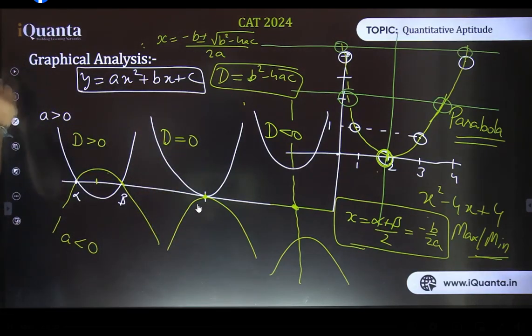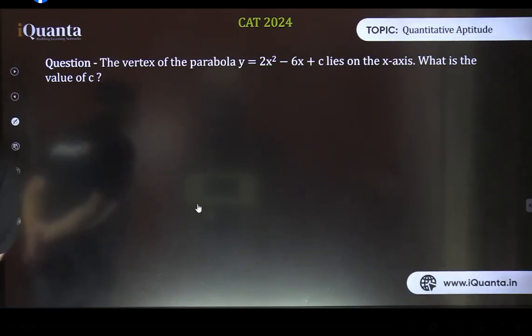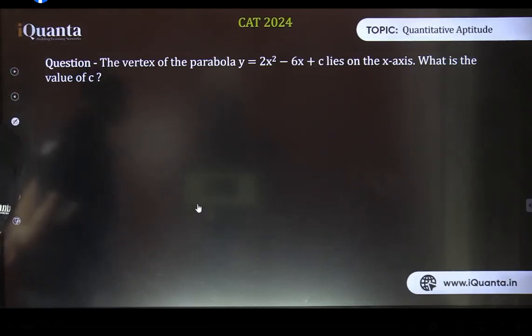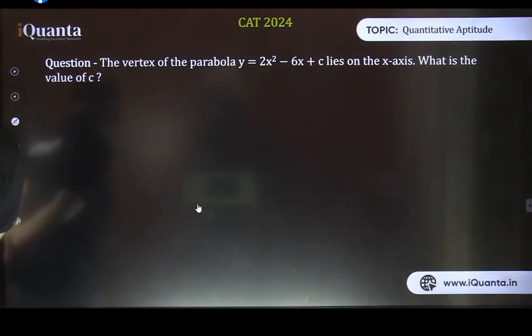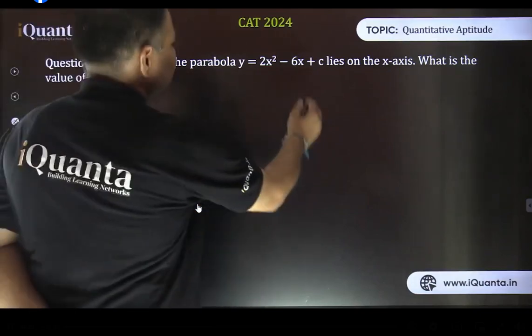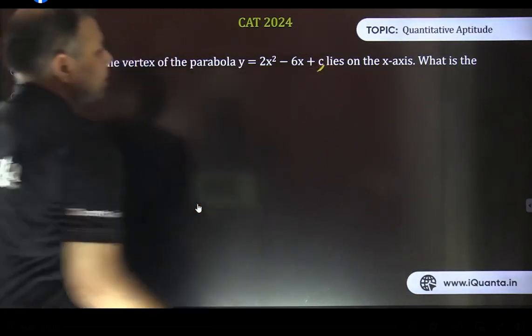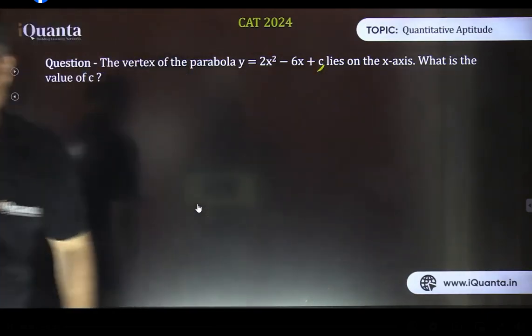Next slide. So before that, here's a small question. Okay, try to answer this now. The vertex of the parabola, this is the first question of the class. Please answer it fast. We have almost completed our theory part. Now we are going to apply all the things which we have learned. Please try to answer. Vertex of the parabola lies on the x-axis. What is the value of c? So the vertex of the parabola y is equal to 2x square minus 6x plus c lies on the x-axis. Okay, don't be confused there.